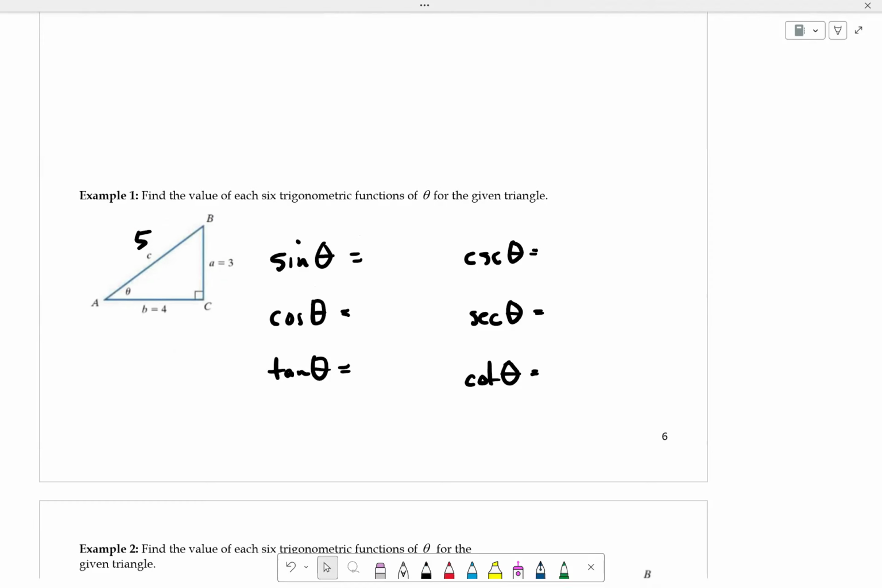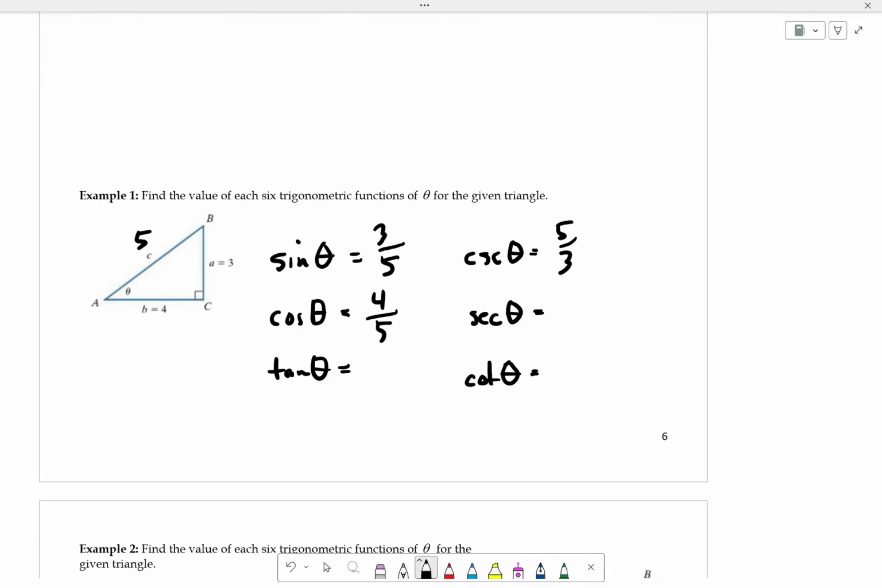Would you please show me your answer for sine of theta? You have your 2 hands. Show me your answer for sine of theta. So I'm seeing 3 over 5. Okay, let's go to cosecant of theta. Nice. Okay, so you got 5 over 3. Okay, show me cosine of theta. I see 4 over 5.